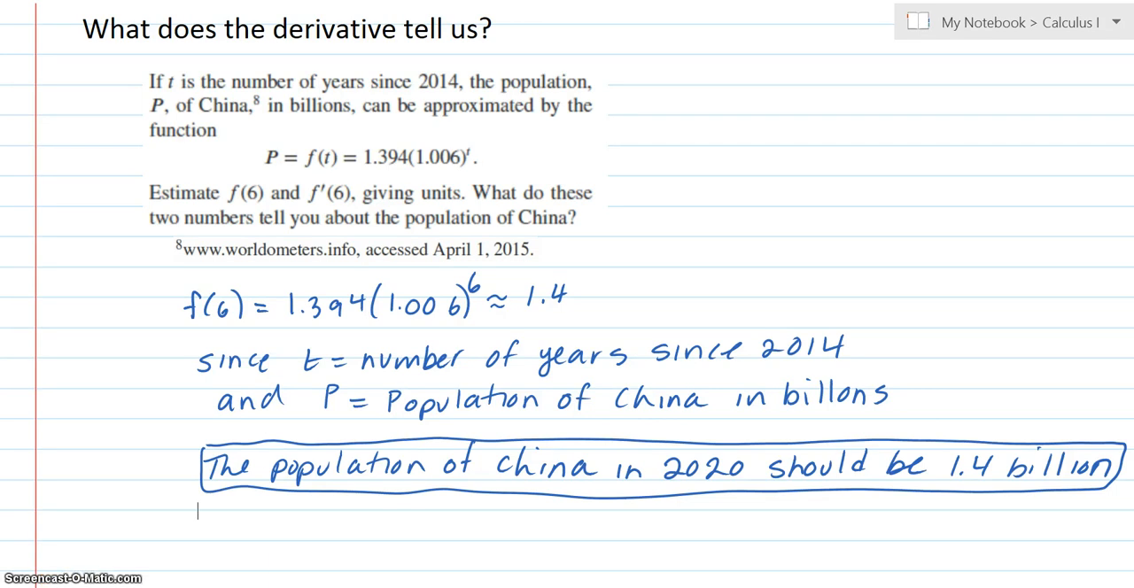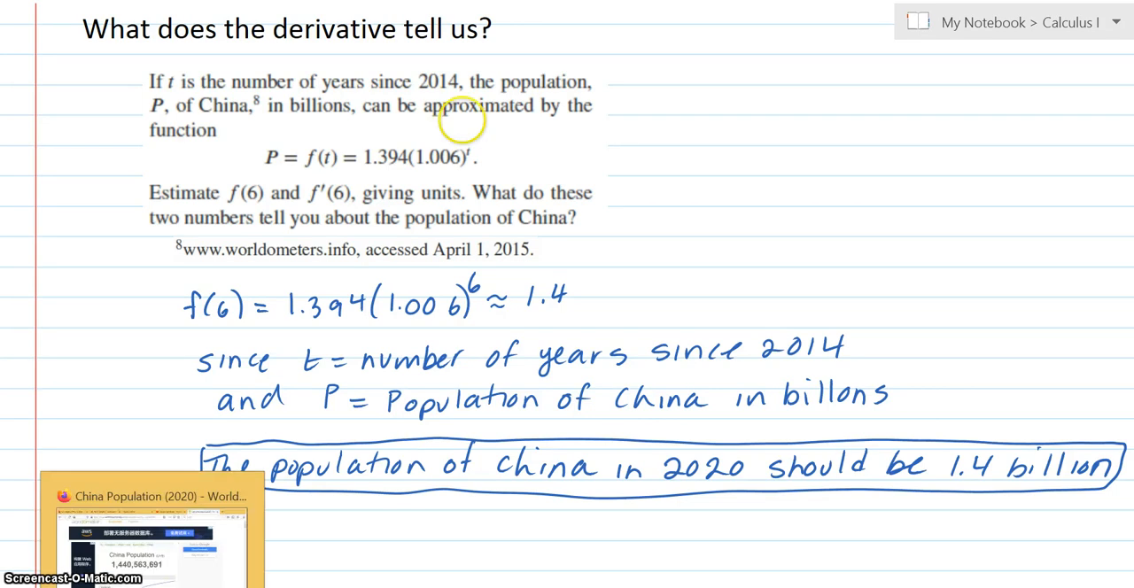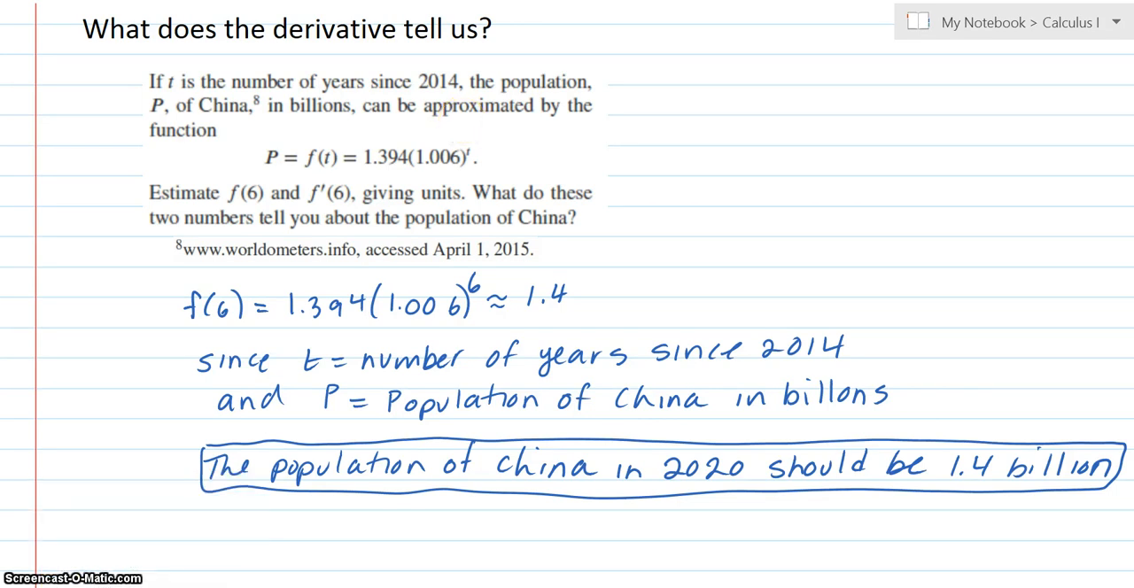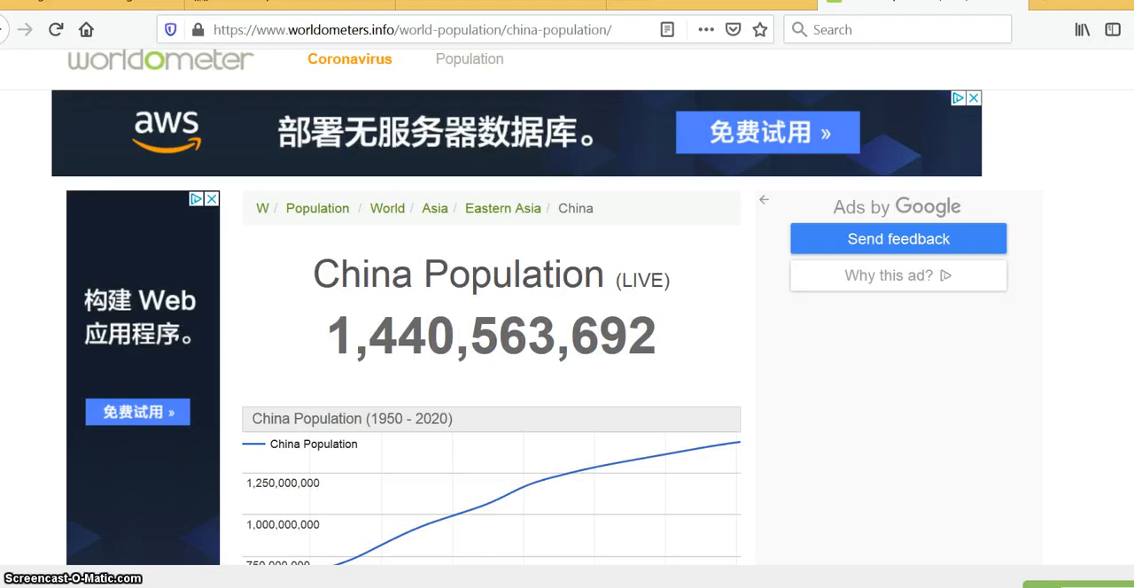Since it is 2020 right now, I decided to look it up. Our book, they came up with this in 2014. The last copyright of our book was 2017. And look at how accurate they were. This is the population live now, and 2020 is the last bit of data. And there it is: 1.4 billion, 1 billion 440 million people.